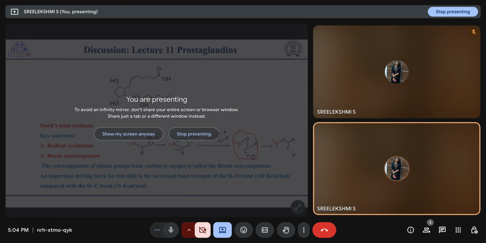silicon-carbon bond, and when we treat it with a base, this base will take this alcoholic proton to form this O minus, and then this O minus will attack this silicon and this bond will shift to this carbon. So it will form this kind of intermediate, finally resulting in this compound where this carbon has a negative charge, which will take a proton from the base and give this migrated product. Now we can see in the starting material it was a carbon-silicon bond, and in the product it is an oxygen-silicon bond. So that migration of silicon from carbon to oxygen is known as Brook rearrangement.